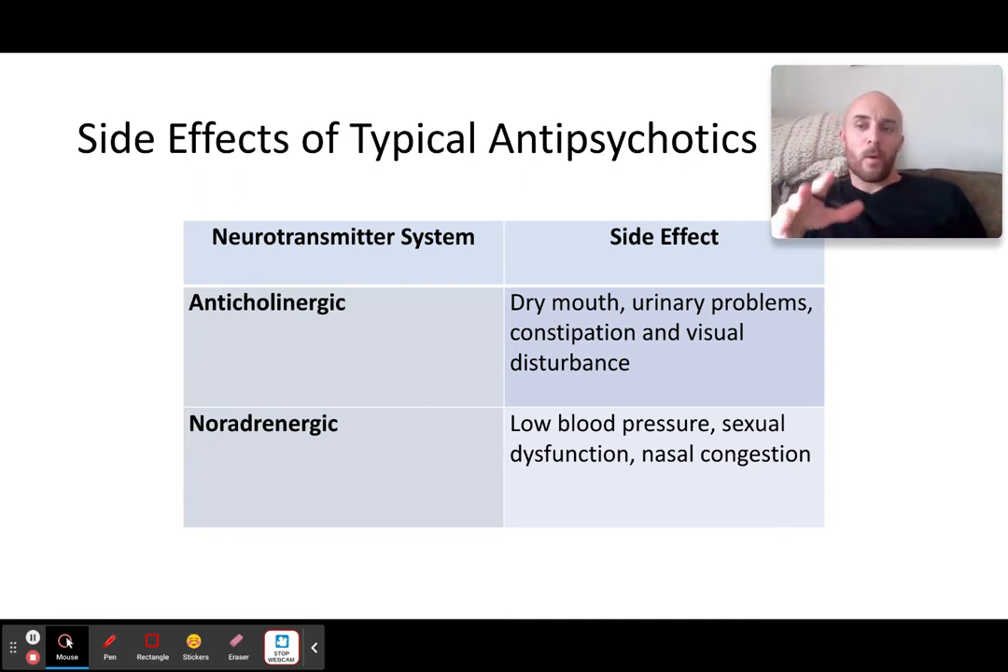Now, before I read this out, even though you can read it yourself, this is a really, really important question to ask yourself. Are the costs of these side effects worth taking the drugs? Or would you rather just stick with schizophrenia? Dry mouth, urinary problems, constipation and visual disturbance with adrenergic, low blood pressure, sexual dysfunction, nasal congestion.